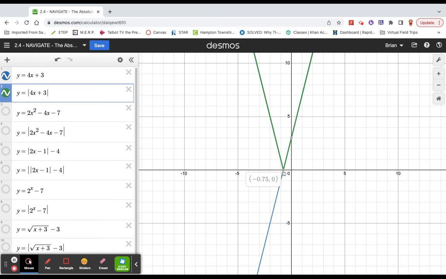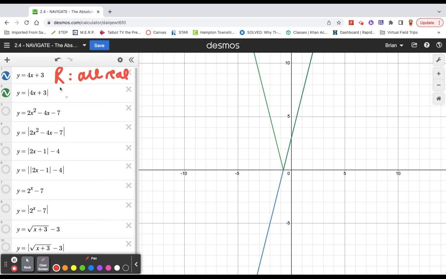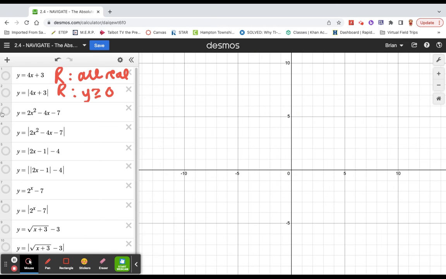But realistically, what it's going to change is the range, because it's going to force all of these outputs that were below 0, all of these outputs all the way in perpetuity, to now be above the x-axis. It's going to force them to go positive. So while this first graph here had a range of all real numbers, this one's range is only going to be y is greater than or equal to 0, because it's forcing all of those points that were below to come above the x-axis, thanks to the distance measurement.